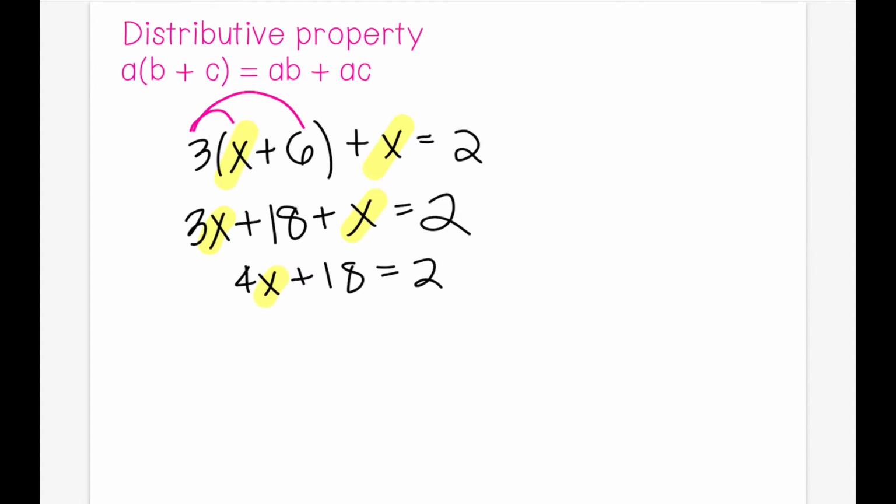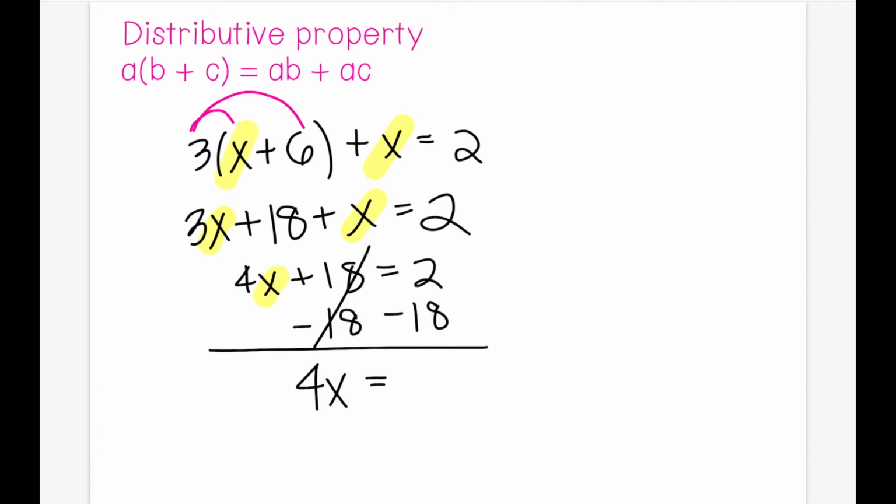I still want my x by itself, but I have these surrounding numbers here. Starting first with addition and subtraction, this 18 is being added to my variable. So using inverse operations, I'm going to subtract 18 from both sides, and I get 4x. 18 minus 18 is going to give me 0 equals 2 minus 18 will give me negative 16.